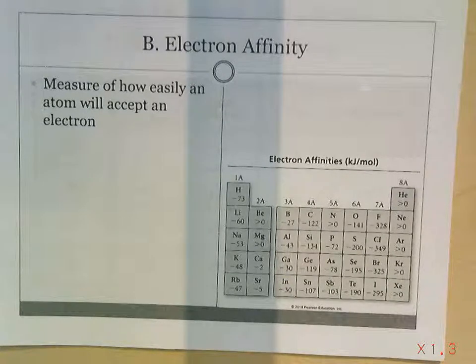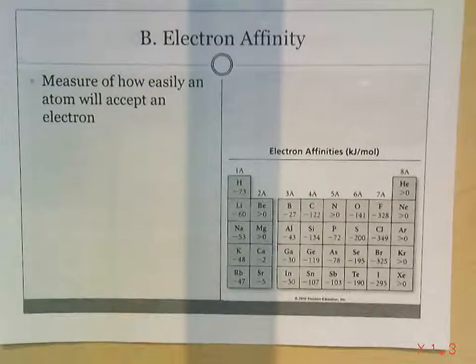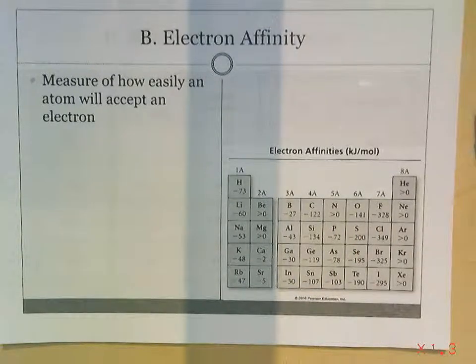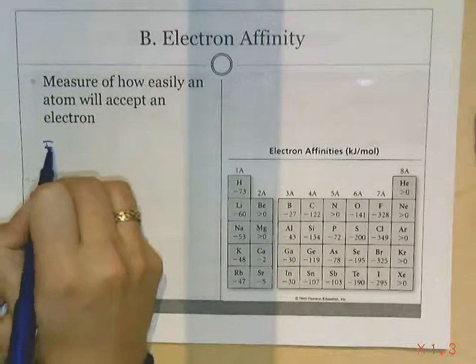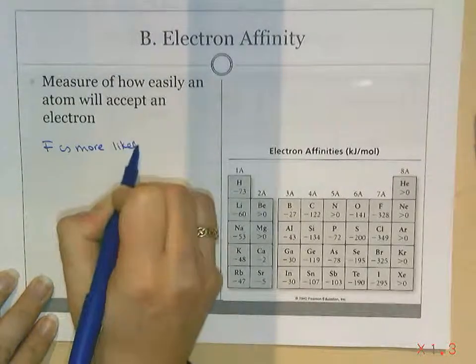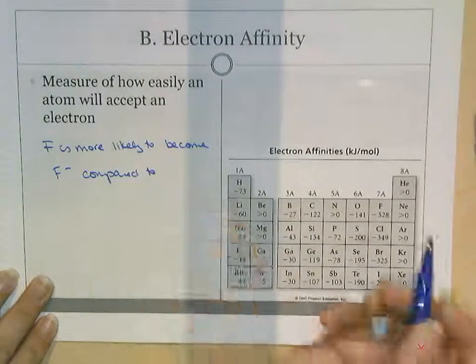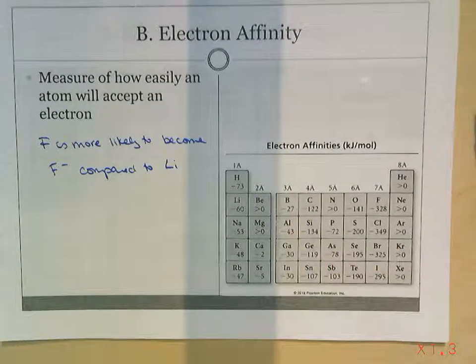All right, so looking at my table, based on what we already know about the periodic table, let's look at lithium compared to fluorine. Which one of those is more likely to become a negatively charged ion? Lithium or fluorine? Fluorine, right? Fluorine should always be the negatively charged one. Fluorine's more likely to become F- rather than lithium. Lithium's not likely to become negatively charged.